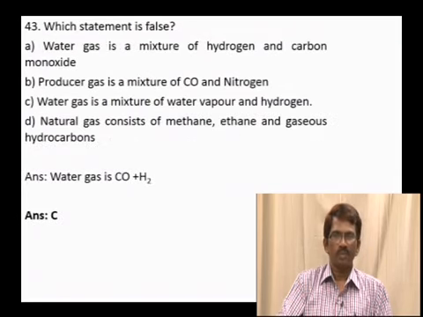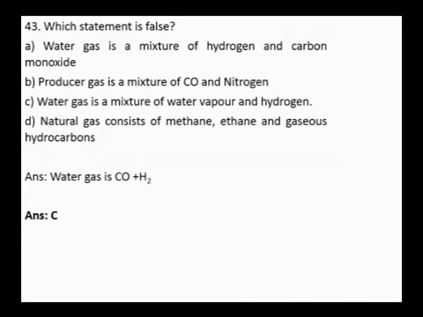In the question number 43, which statement is false? That means to say incorrect statement. Option A, water gas is a mixture of hydrogen and carbon monoxide. Producer gas is a mixture of carbon monoxide and nitrogen. Water gas is a mixture of water vapor and hydrogen. Natural gas consists of methane, ethane and gaseous hydrocarbons.